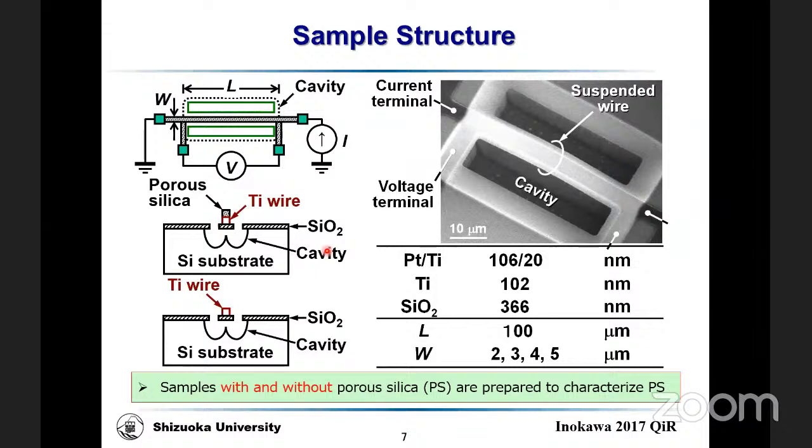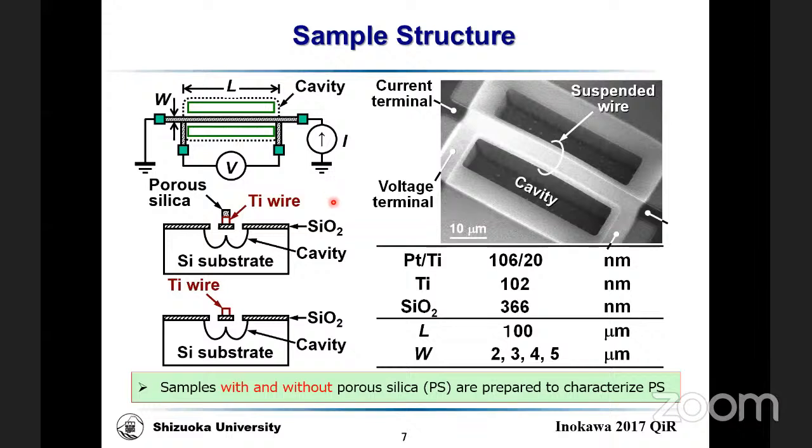And for the verification of this operation principle, we fabricated the device like this. You can see that there is the titanium heater, and this titanium heater is supported by the silicon dioxide thin film. And on top of the titanium heater, an analyte material. In this case, porous silica is used as an analyte material.